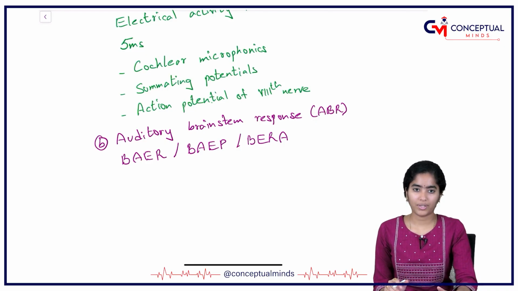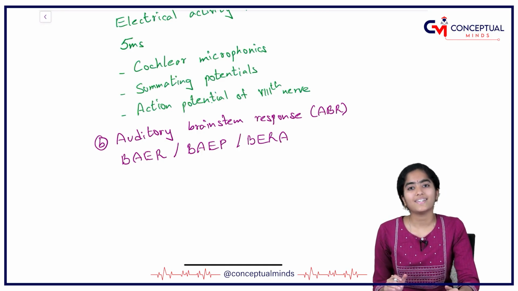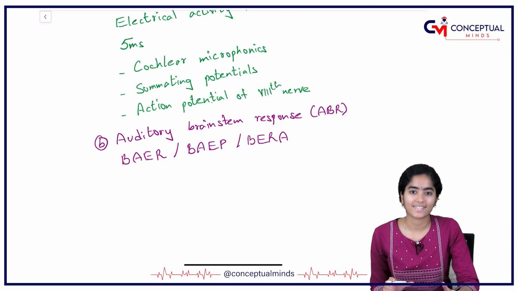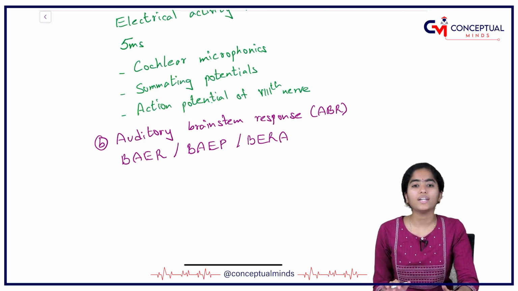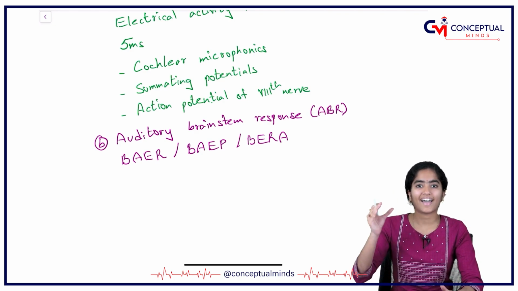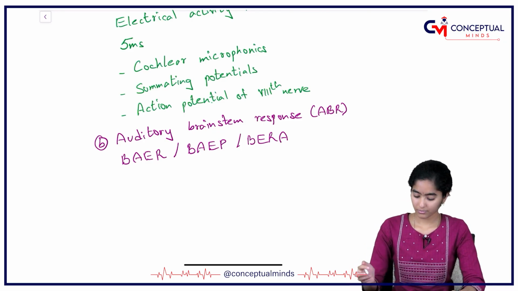In this test, what we do is we elicit brainstem responses to auditory stimulations. And how are the auditory stimulations given? By clicks or tone bursts. And this is a non-invasive technique. We find the integrity of the central auditory pathway through the 8th nerve, pons and midbrain. Repeat, pons and midbrain via this test.